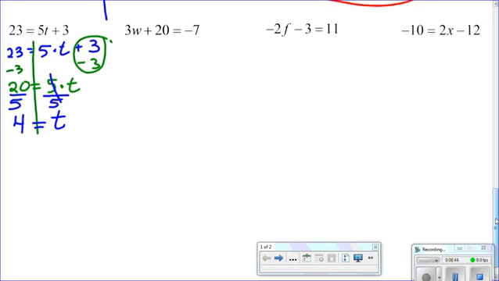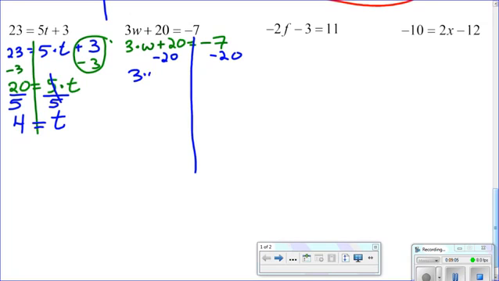The next one, 3w plus 20 equals negative 7. The w is being multiplied by 3, and it's being added by 20. So we need to work backwards from BEDMAS and deal with the addition first. So I'm going to subtract 20 on both sides of the equation. And I get 3 times w plus 0 equals negative 27.